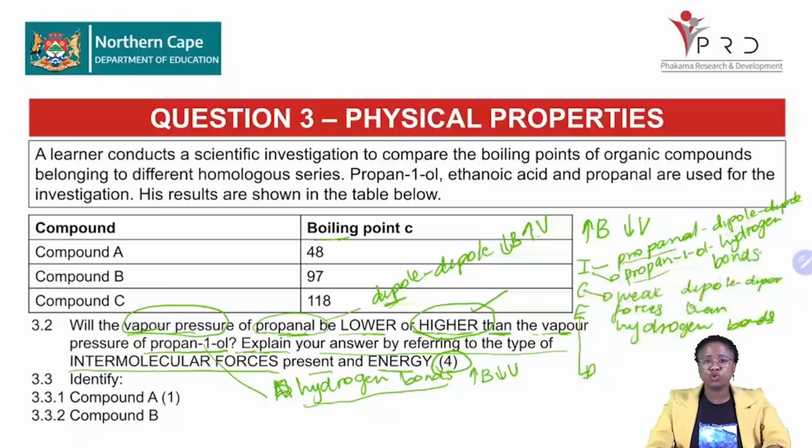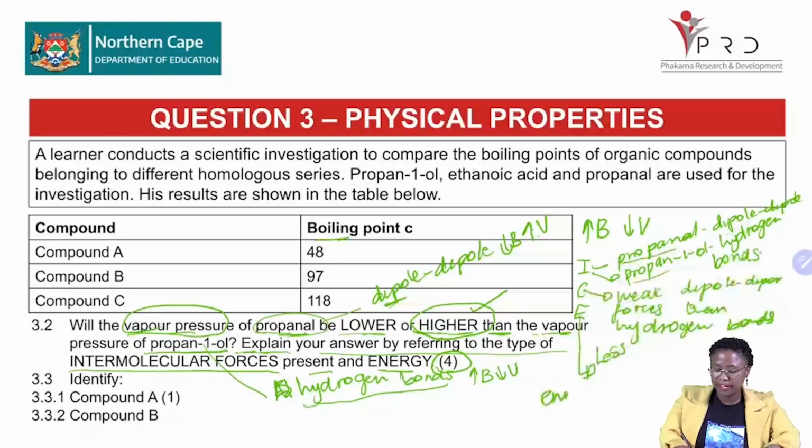Then E, we talk about the energy required. Which energy? Of propanol, because propanol, we said, is higher than. It will have a higher vapor pressure. Why? Because dipole forces are weaker intermolecular forces than hydrogen bonds. Therefore, less energy is required. Required to do what?